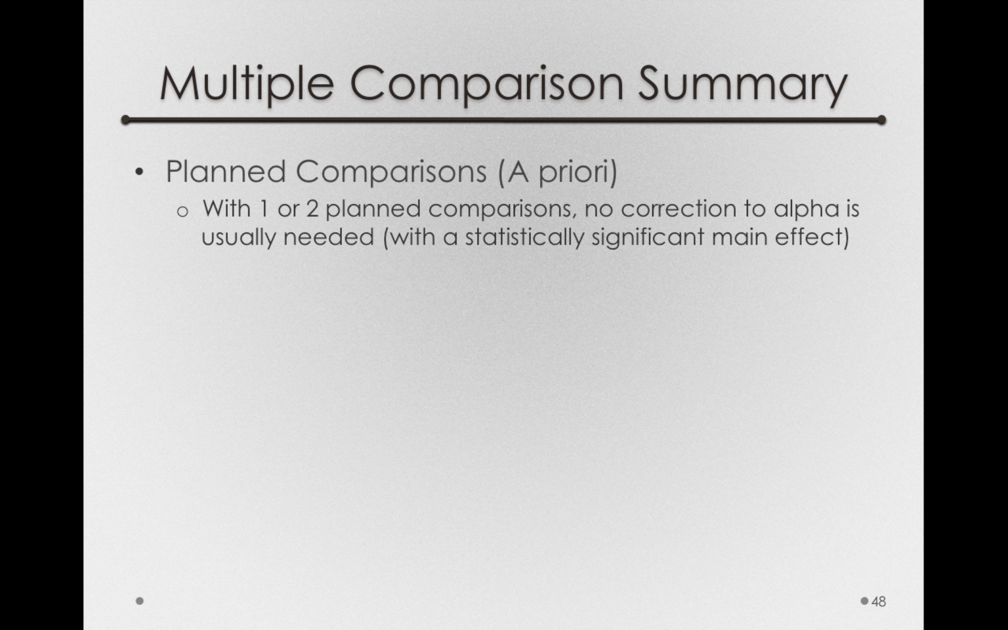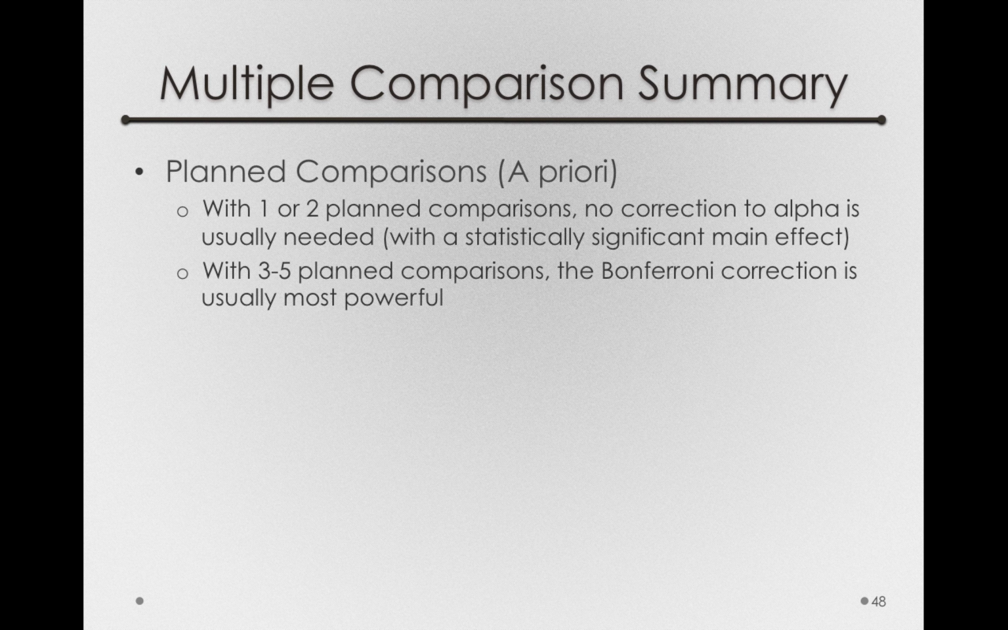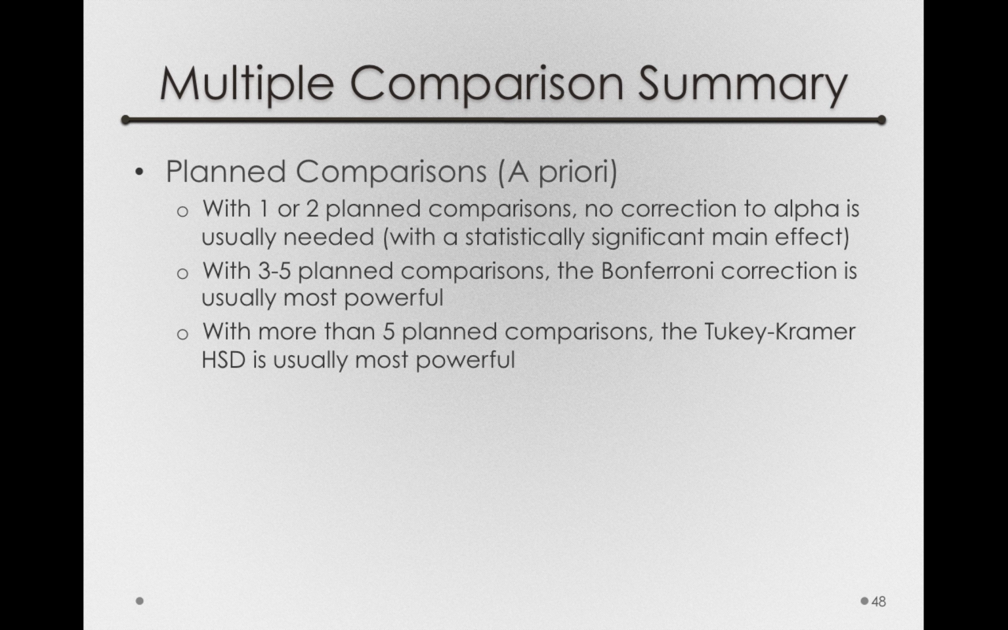That is, with a statistically significant main effect from the overall ANOVA, we can look at one or two planned comparisons without changing anything about how we make those tests. With 3 to 5 planned comparisons, the Bonferroni correction is usually most powerful. That is, if there really is an effect, correcting your alpha using the Bonferroni correction is the best way to go about this. With more than 5 planned comparisons, it turns out the Tukey-Kramer procedure is usually most powerful.